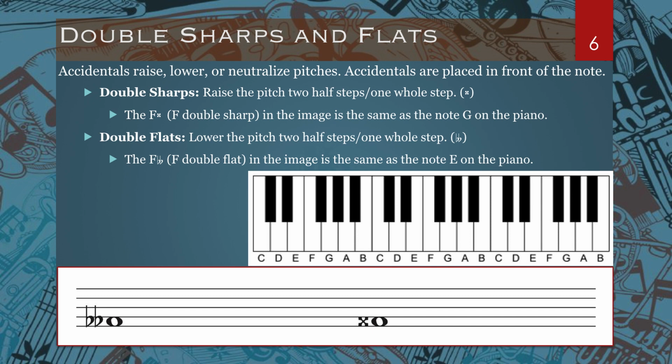Let's try another one. A double flat. What note is that on the piano? Go ahead and take a second and try and figure it out. So you find A, you move down a half step to that middle black key in the triple set, and then you end up on G. So A double flat is G.